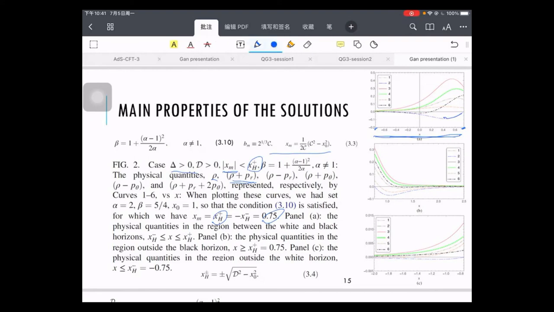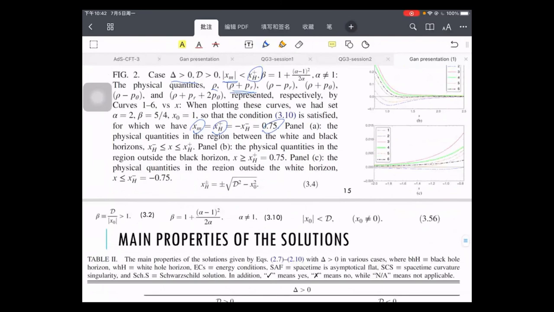Okay. So we can see it clearly. The energy condition is violated in the vicinity of the throat. So in this case, we say the singularity is resolved.